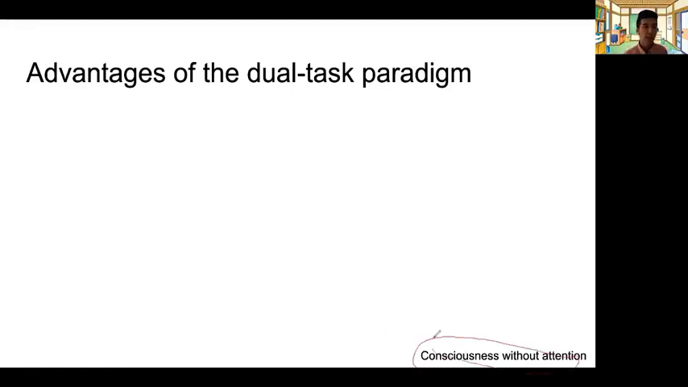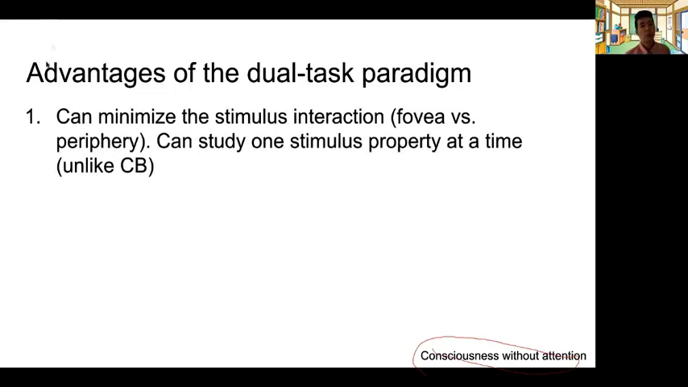And the first is, dual task can minimize stimulus interaction between the fovea and the periphery. So it can study one stimulus property at a time. And this is quite unlike change blindness.